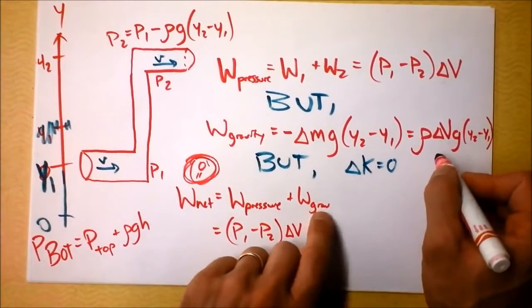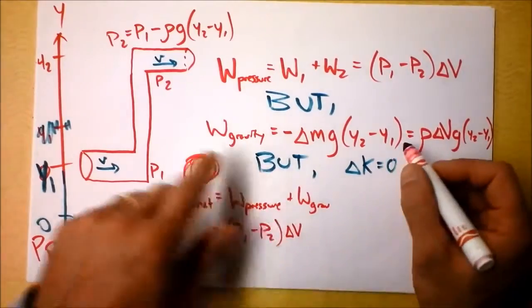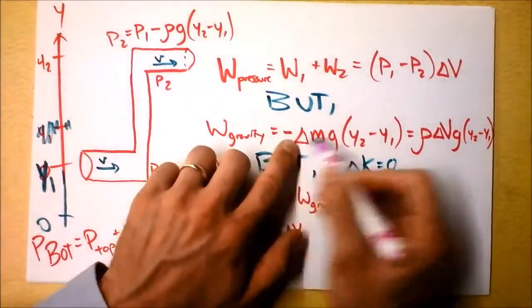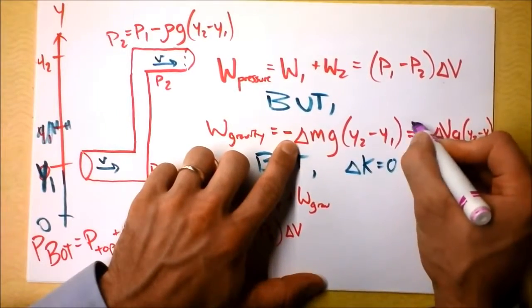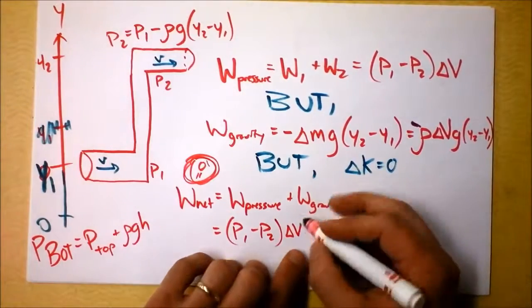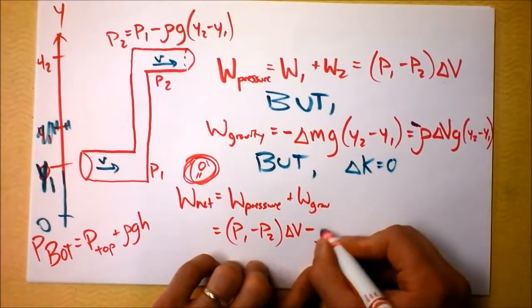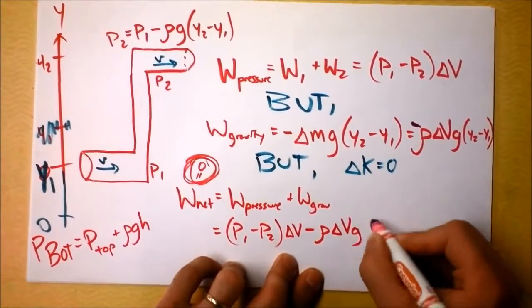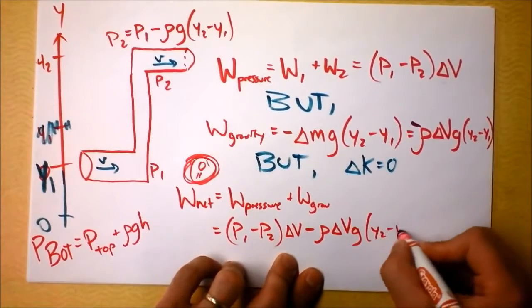where's my minus sign? Oh, dang it! Look at this. See this minus sign right here? That minus sign is supposed to be right there. Also, you have to have that minus sign right there. That's a big, big mistake of mine. Then I need to subtract rho times delta V times g times Y2 minus Y1.